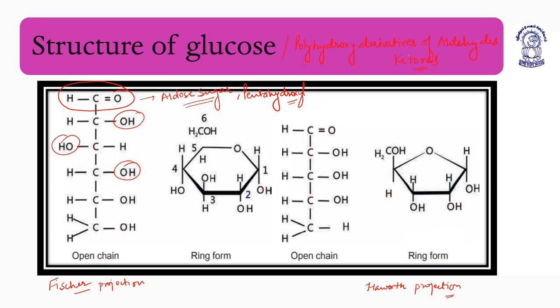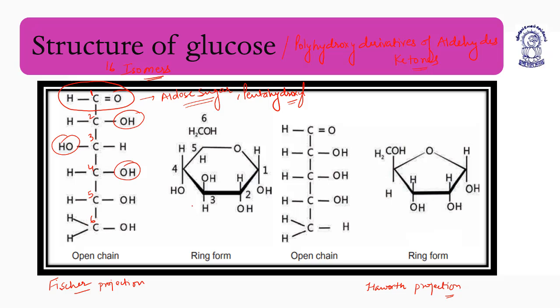So according to this structure, Fischer projection, you can see it is an aldose sugar, which is pentahydroxy, when it is having 5 OH groups attached to it. The first carbon, second carbon, third carbon, fourth carbon, fifth carbon, sixth carbon. Now, there will be different isomeric forms of this glucose around. We have 16 isomers of glucose, either in the form of Fischer, meaning straight open chain, or in the form of ring, right?